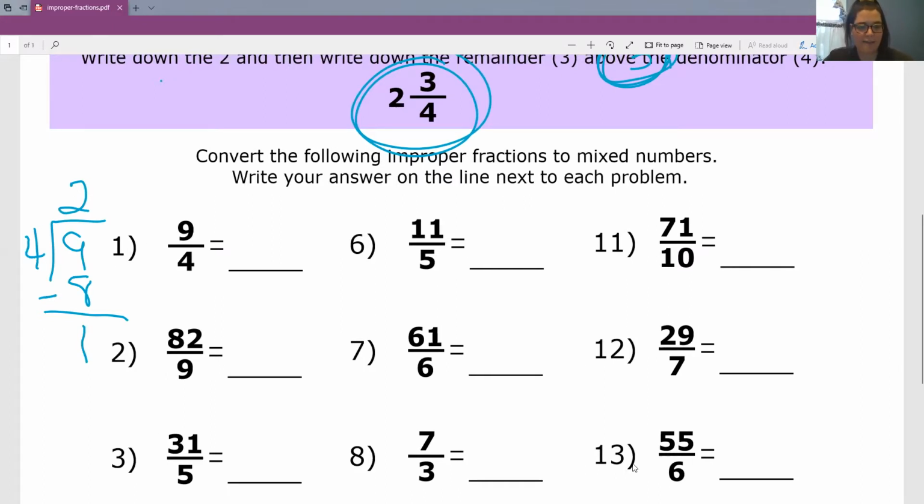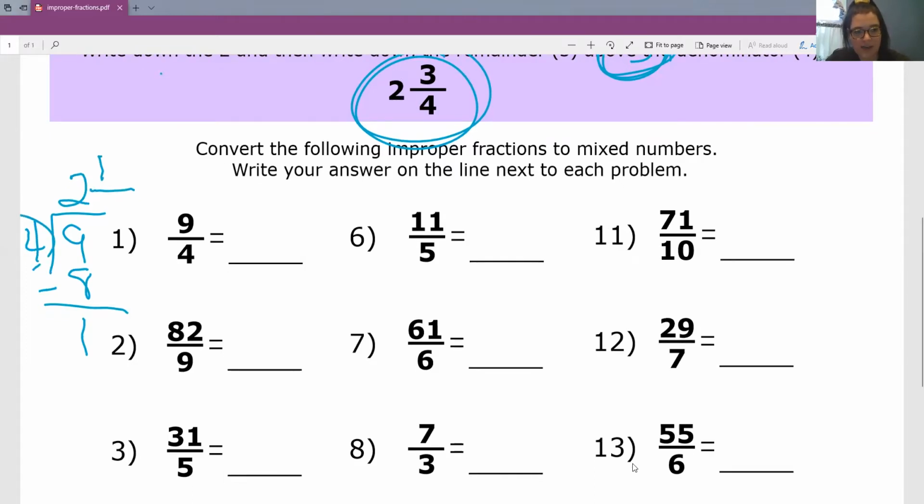We cannot get 4 out of 1. So 1 is our remainder. And instead of writing R1 for remainder 1, we're going to make that remainder into a fraction. So it's 1. So our remainder is the top of our fraction, and what we're dividing by, which is 4, is the bottom of our fraction. So our answer would be 2 1/4. Not very good at writing with my finger, but that's what it would be, 2 1/4.